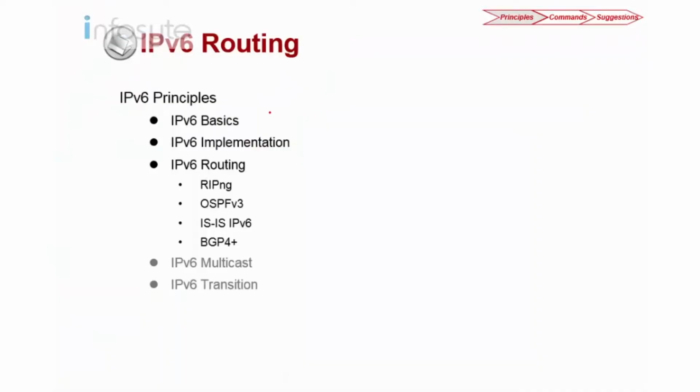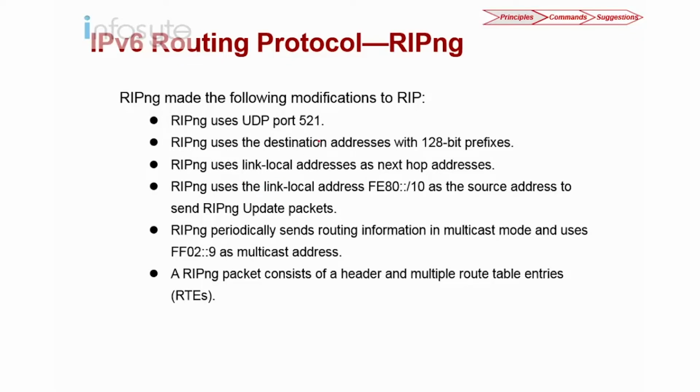Now let's look into IPv6 routing. Here we are going to look into RIPng, OSPFv3 (the IPv4 version is version 2), then integrated IS-IS for IPv6 and BGP4+ for IPv6. First, let's look into RIPng, or RIP next generation.